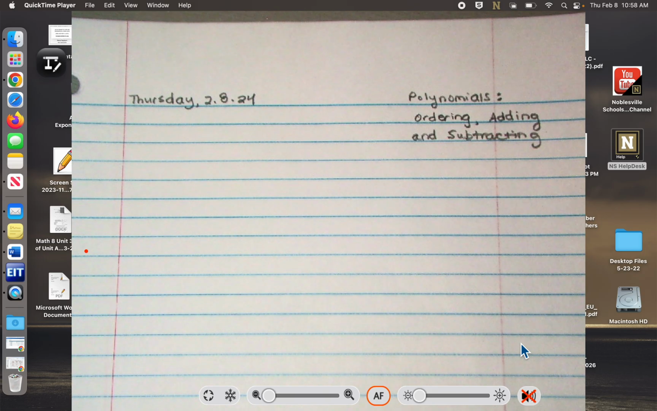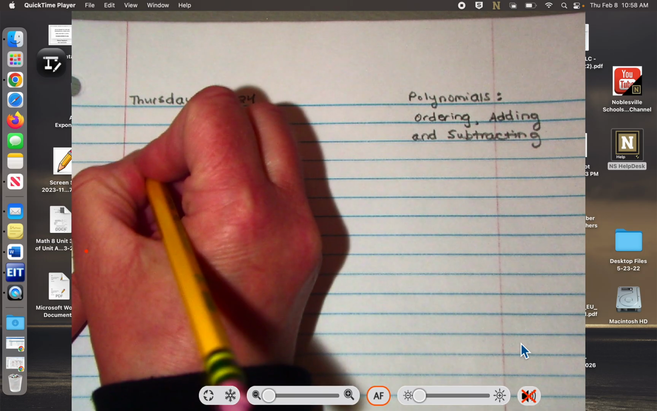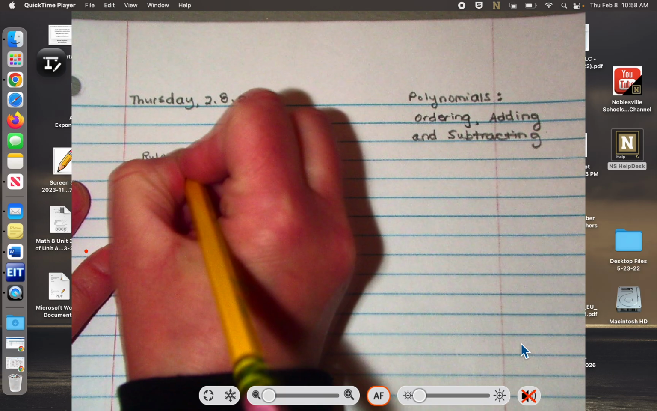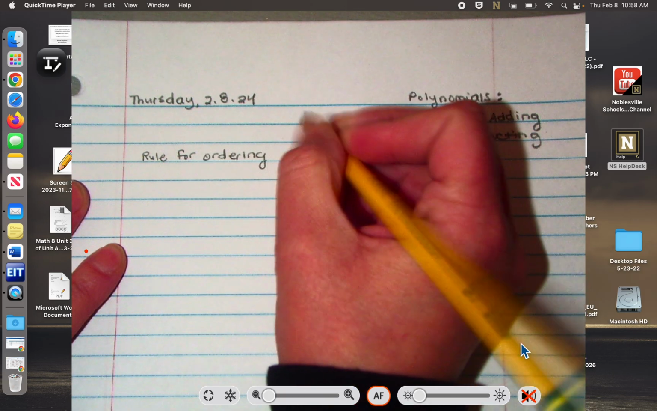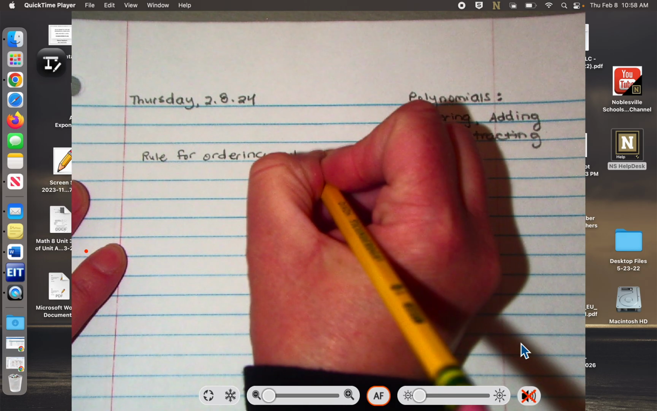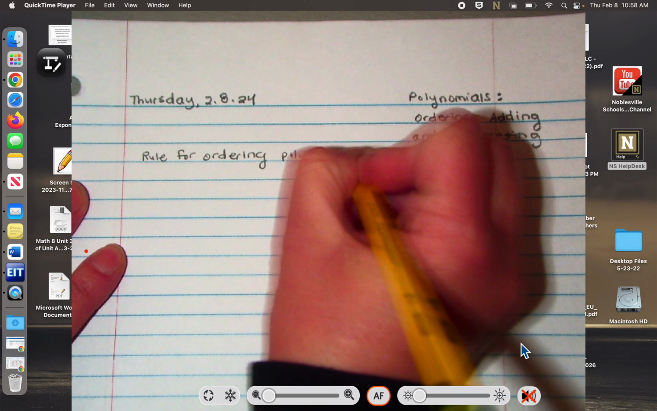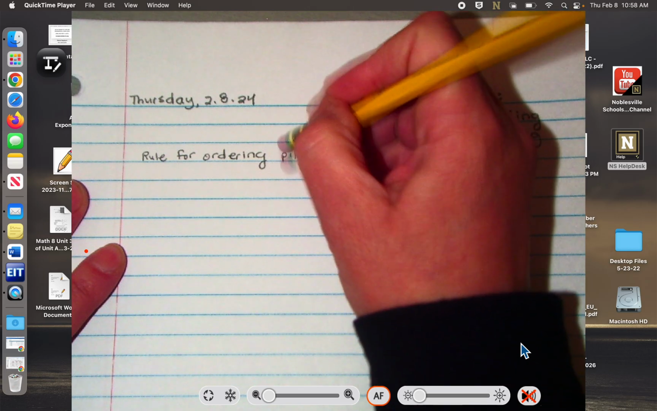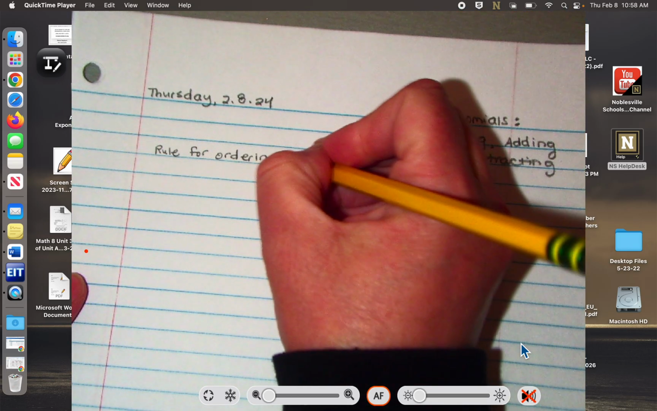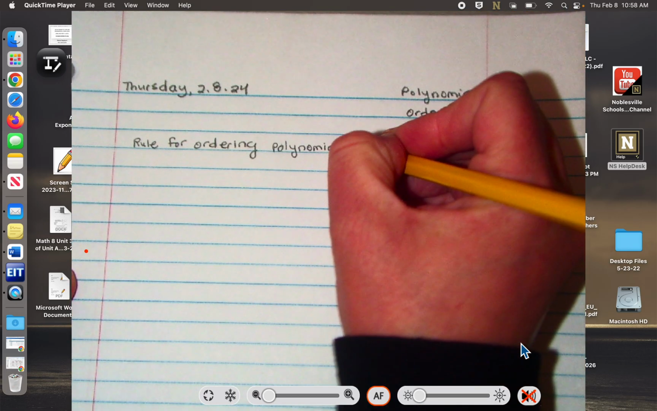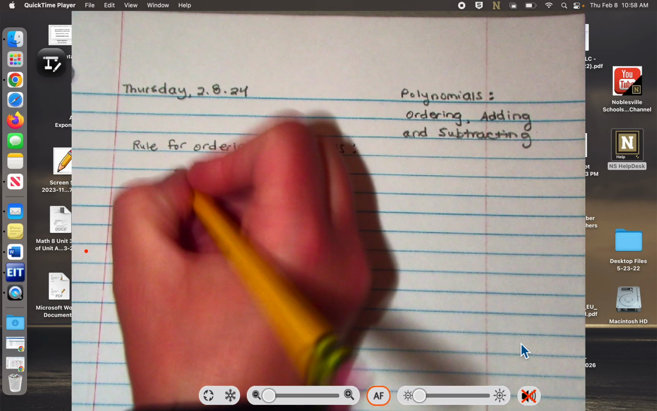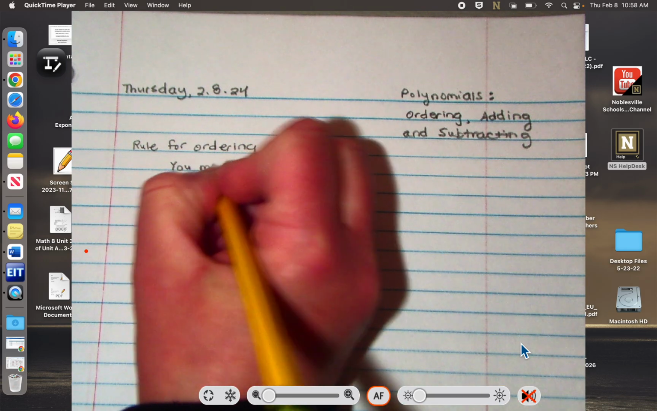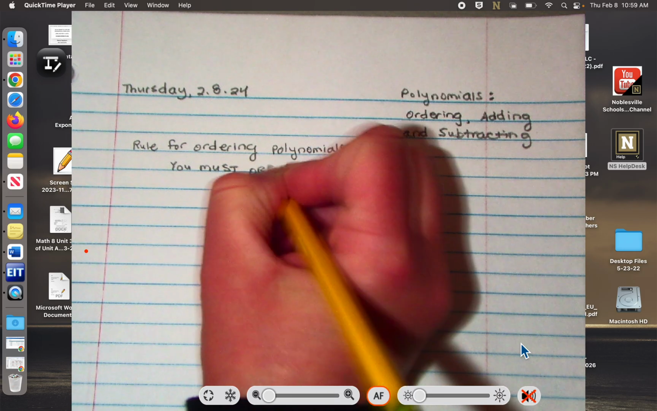Let's see here. There is a rule for ordering polynomials. And this rule is not going to make sense until we start doing it. So you're going to be like, what does that even mean? But once we start practicing it, you'll be like, that's easy. Okay, that makes sense.